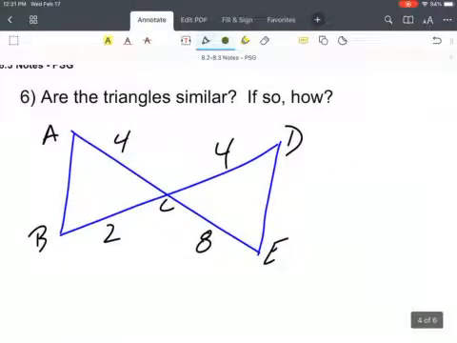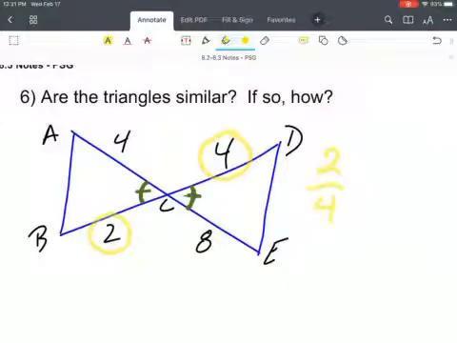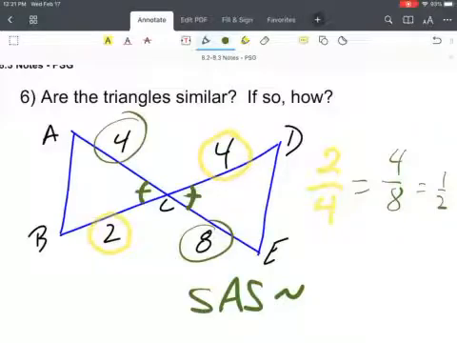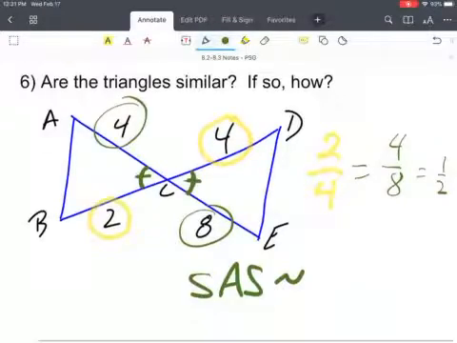Looking at these two triangles. First off, I need to know that vertical angles are congruent. So I can take these angles here in the middle and say they are congruent to each other. And then compare the smallest side of one and the small side of the other. So does 2 over 4 equal the next pair of sides, 4 over 8, which does reduce to 1/2? So they are both equal to 1/2 with the angle in the middle. Therefore, side, angle, side does prove that these two triangles are similar.